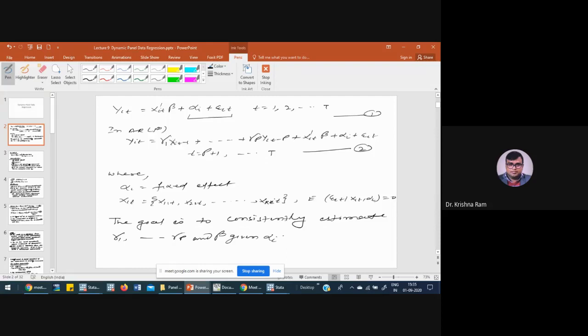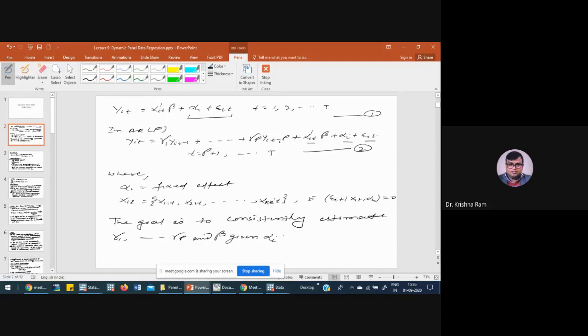In a dynamic case, we will have the lag value of the dependent variable as an explanatory variable. When you have only one lag value, that is autoregressive of order 1. For a higher order, say rho instead of p, for rho-th order this becomes rho times y_i,t minus rho. And x_it is, as usual, the vector of remaining explanatory variables, alpha is the unobserved cross-sectional heterogeneity, and this one is the idiosyncratic error term.